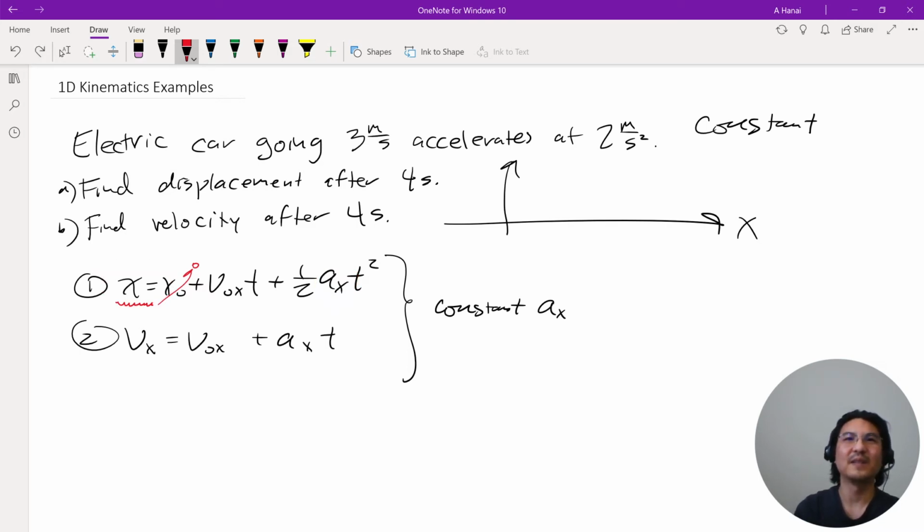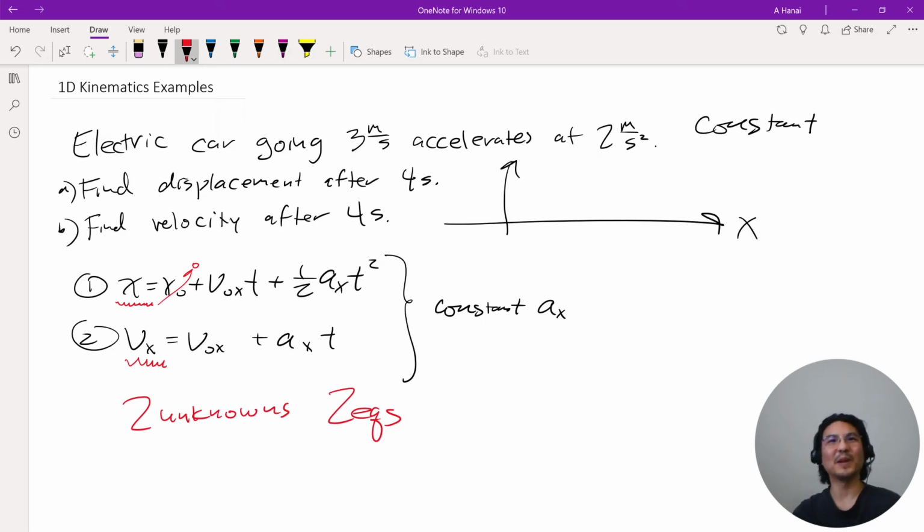And then here, find velocity. So that's this. Do I know the initial velocity? Yes. Acceleration? Yes. Time? Yes. Okay, so look, two unknowns and I have two equations. You can solve two equations, two unknowns, no problem, right? So that's the strategy. And then you just plug numbers in, right?